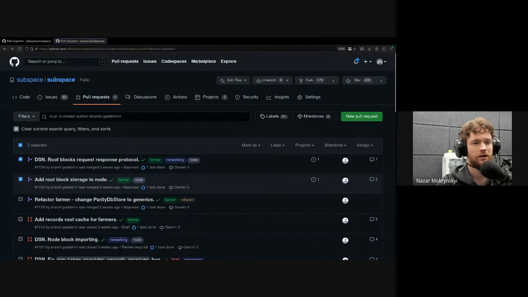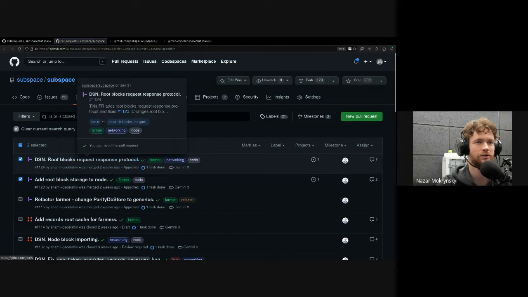So on Shamil's side, he implemented an initial version of the block importing from the DSN, which is a solution to the farmer's dilemma. However, those pieces that we are downloading, and as a result the blocks we are reconstructing, are not really verified in any way. So progress was made towards that.